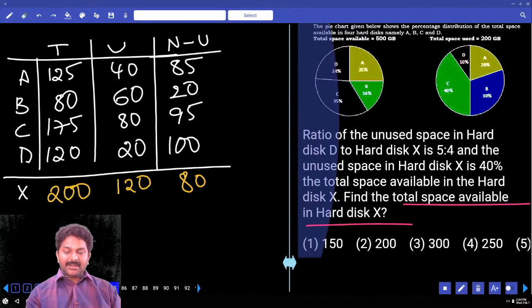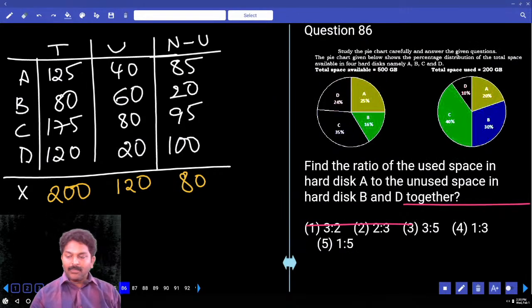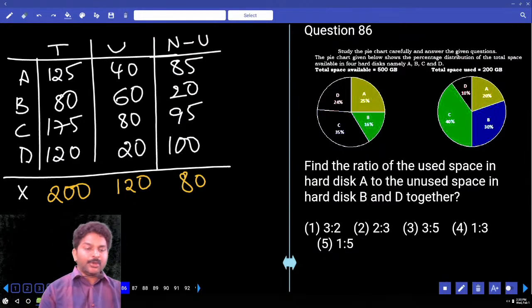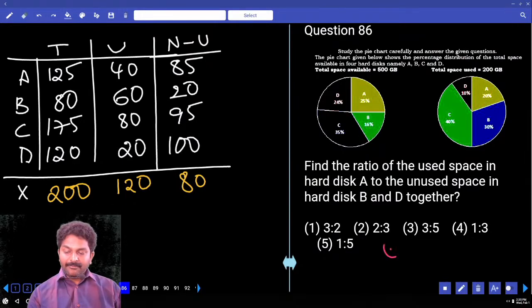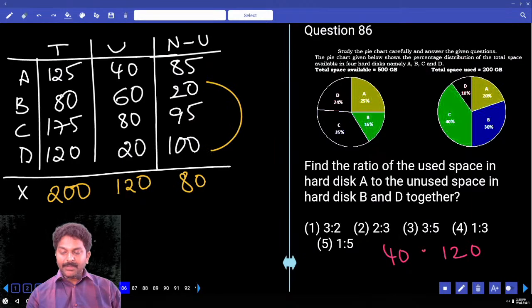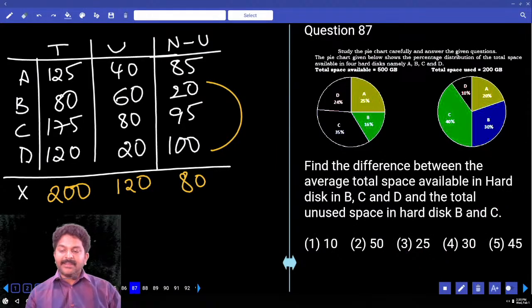Find the total space available in hard disk X. Total space 200 GB, second option. Or, find the ratio of used space in hard disk A to the unused space in hard disk B and D together. Used space in A 40, unused in B and D 120, ratio 1:3.